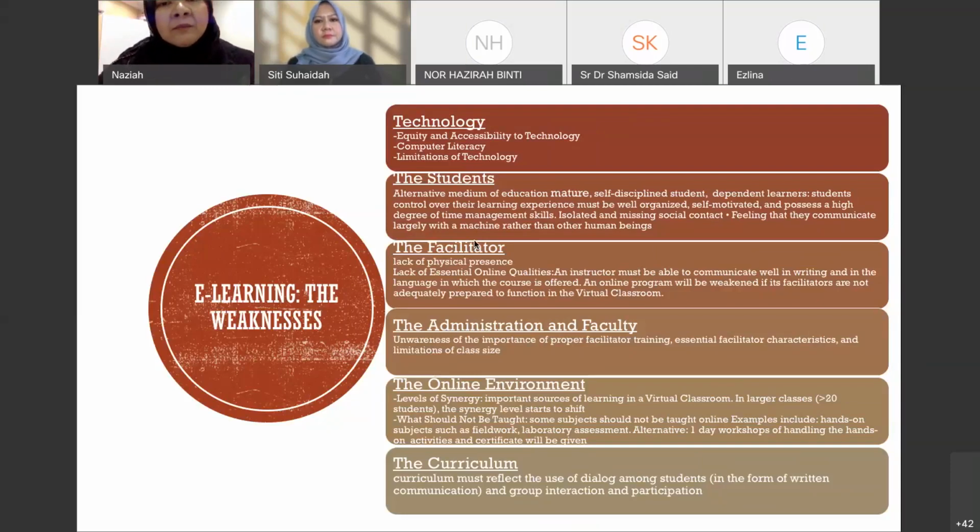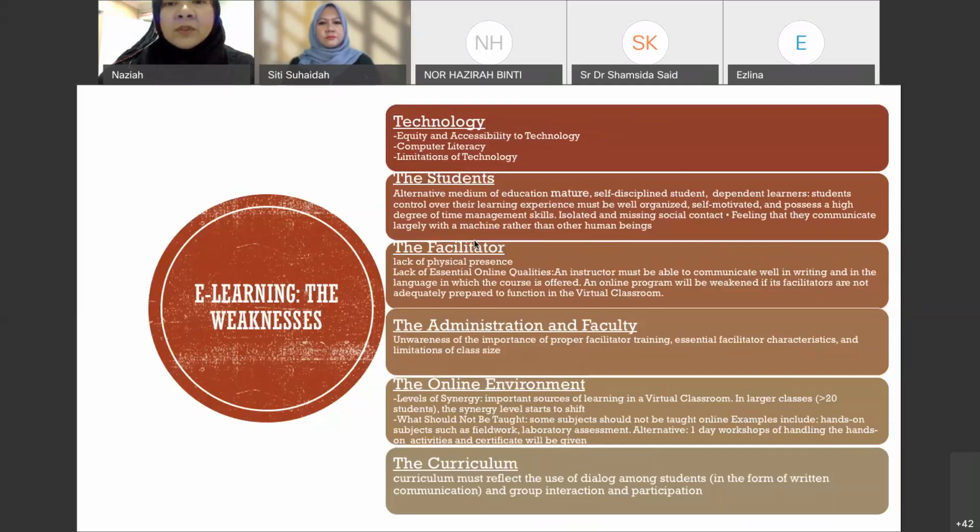On the part of administration and faculty, there might be a slight lack of awareness of the importance of proper facilitator training, essential facilitator characteristics, and limitation of class size. Size will also affect the delivery of learning. The online environment's level of synergy is an important source of energy for learning in the virtual classroom. In larger classes, more than 20 students, the synergy level starts to shift, whereas the facilitator can give individual assessments to each student.